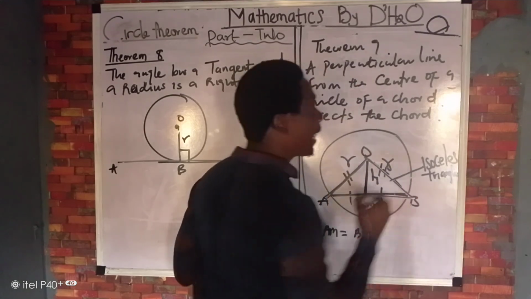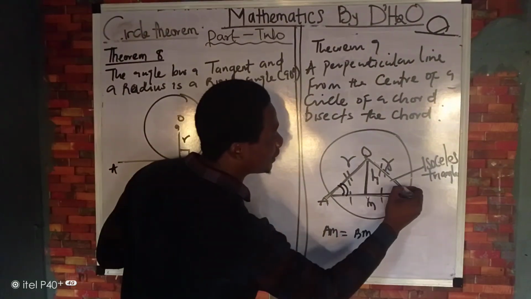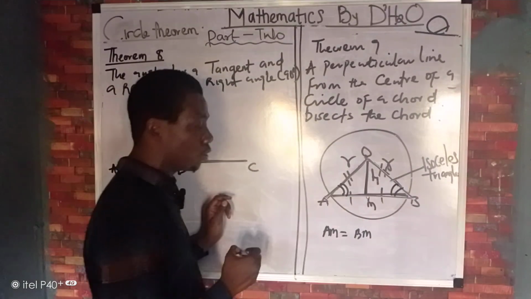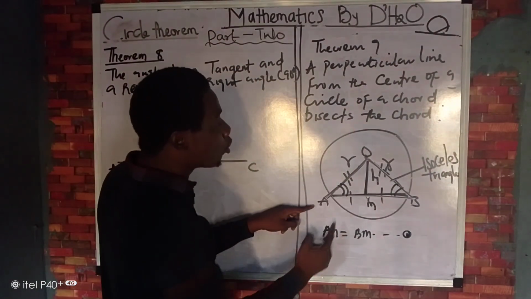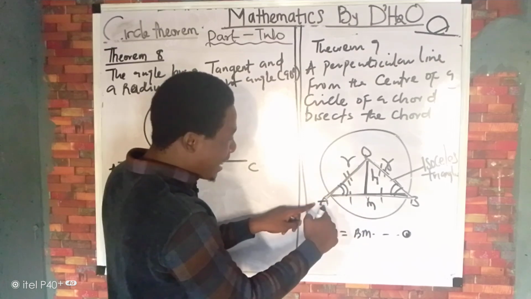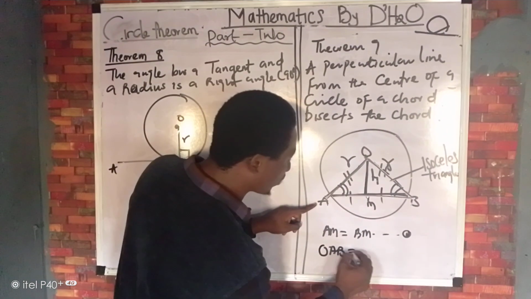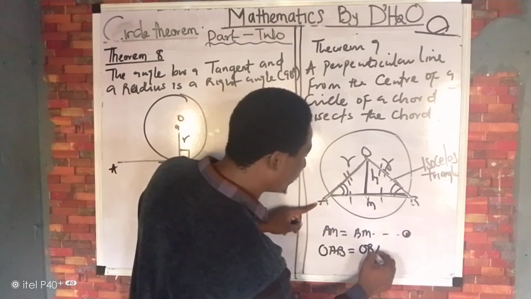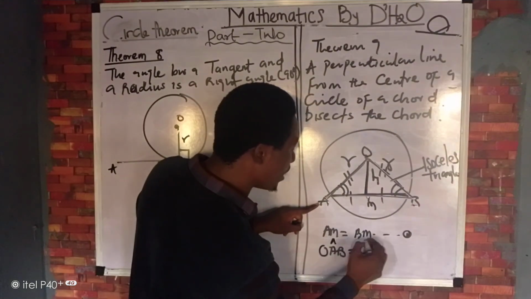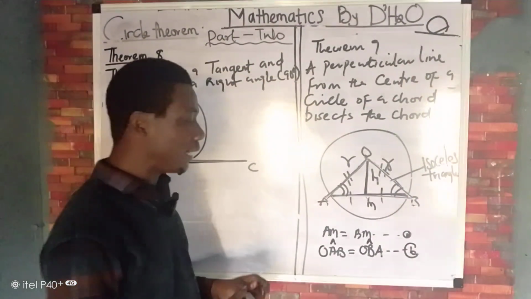And because it is an isosceles triangle, we can say that the base angles are equal to each other. So let's first say that angle OAB is equal to OBA. So we can say angle A is equal to what? Angle B. Please take note of that.